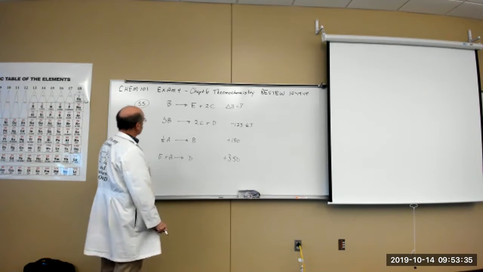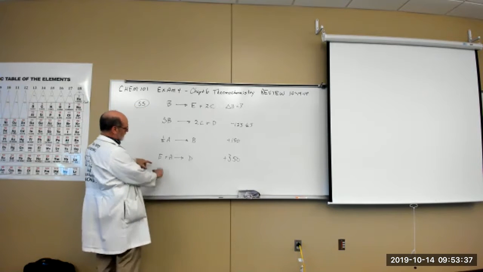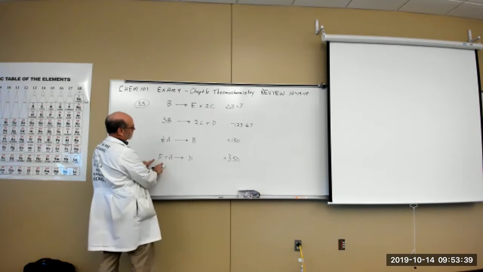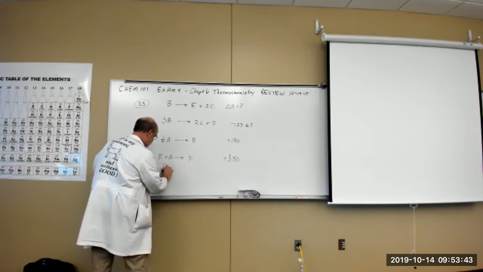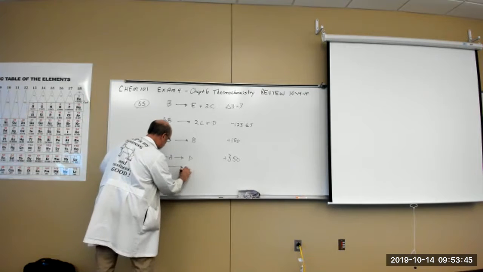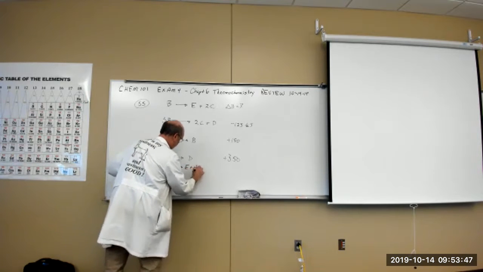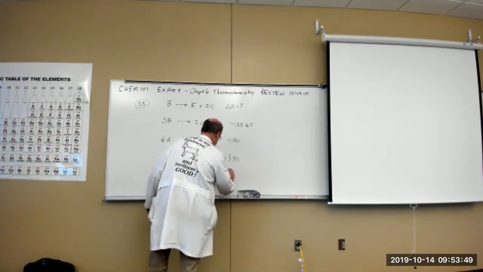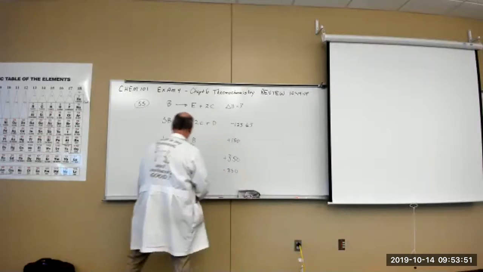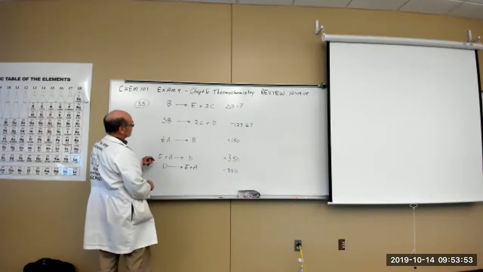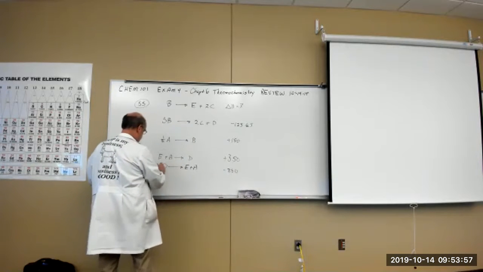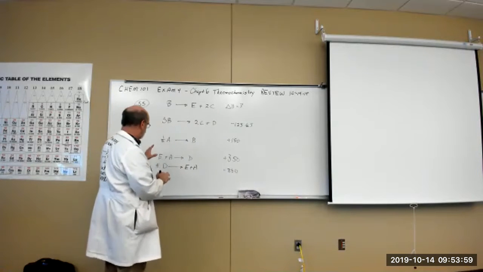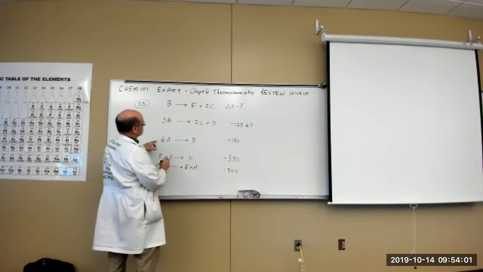So let's see, I'm going to work from the bottom up. We need to have E on that side, right? In order to do that, we need to flip it around. That's negative 350. Okay? So that gives us our E on that side. We'll keep that one.